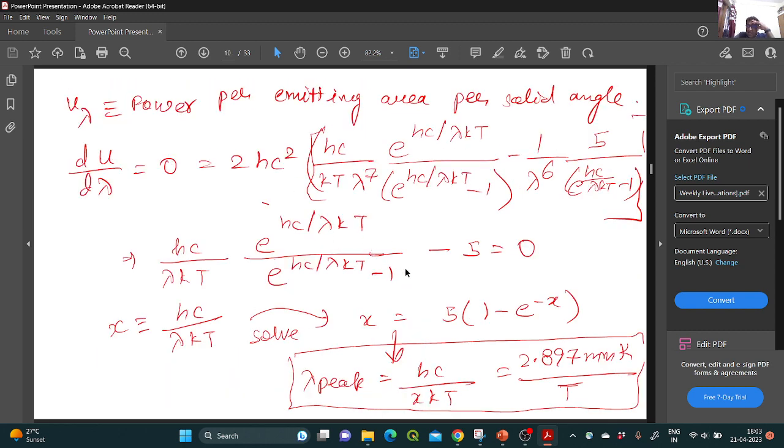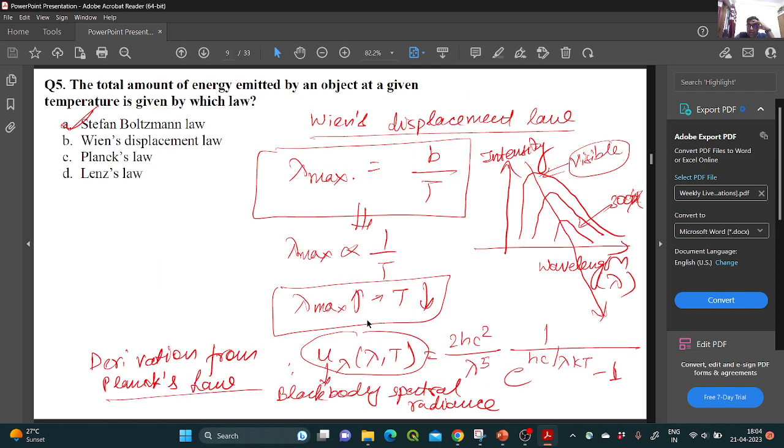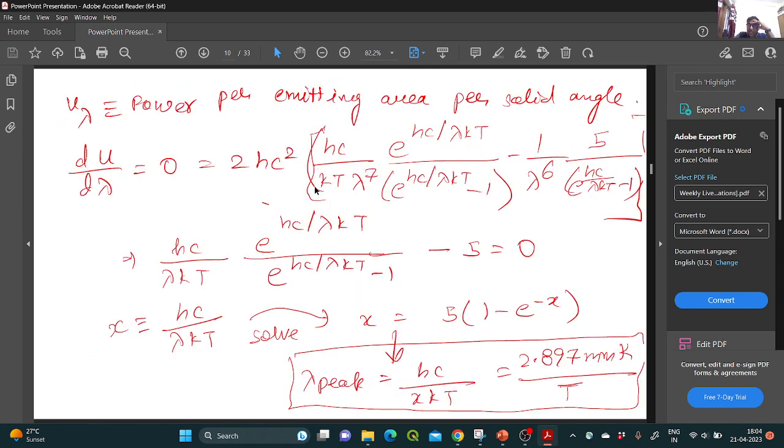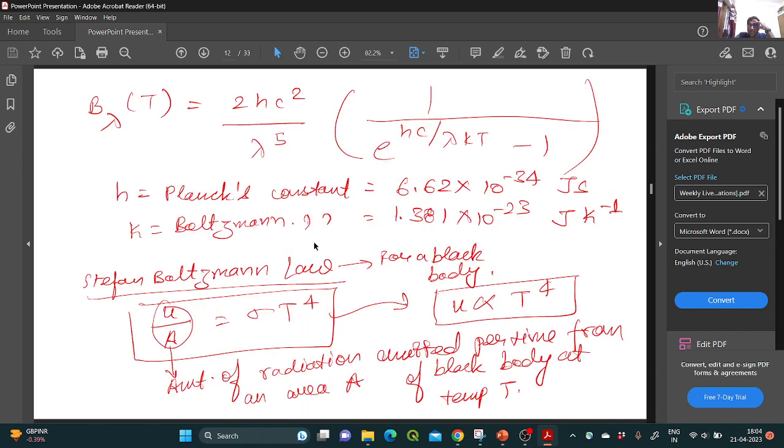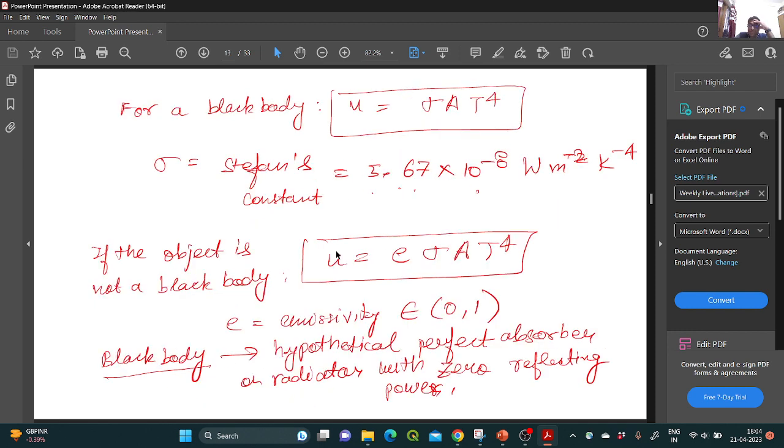And I also discussed how the Stefan-Boltzmann law and the Wien's displacement law come from Planck's law itself. So Planck's law is the most fundamental law in the initial parts of this course.